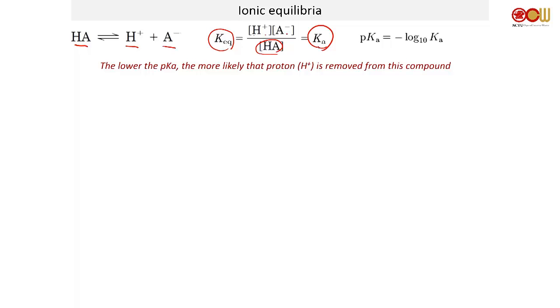And pKa we can define using the same logic as we would for the concentration of proton. We can say pKa is equal to the negative log 10 of Ka. Essentially, it says the lower the pKa, the more likely that a proton is removed from this compound, because the lower pKa means a higher Ka. If Ka is high, that means the proton concentration is going to be larger than the acid. That tells you that the acid wants to make protons.